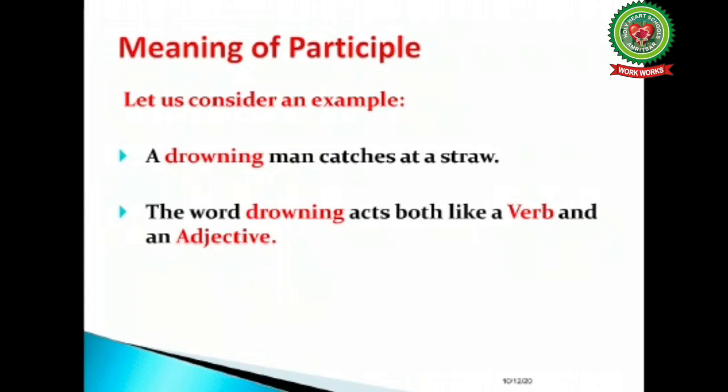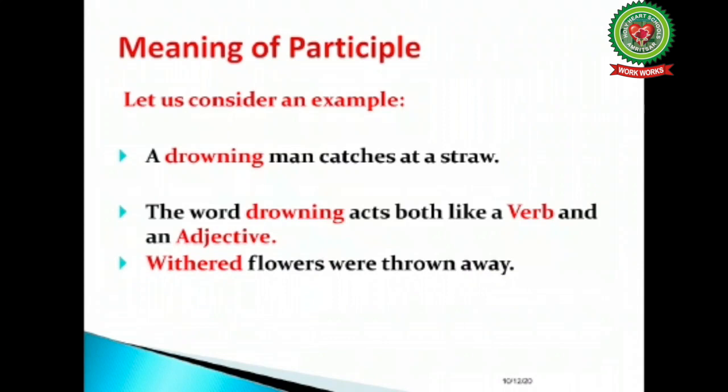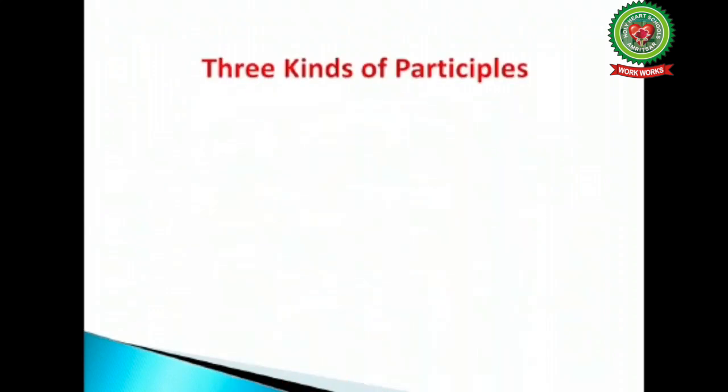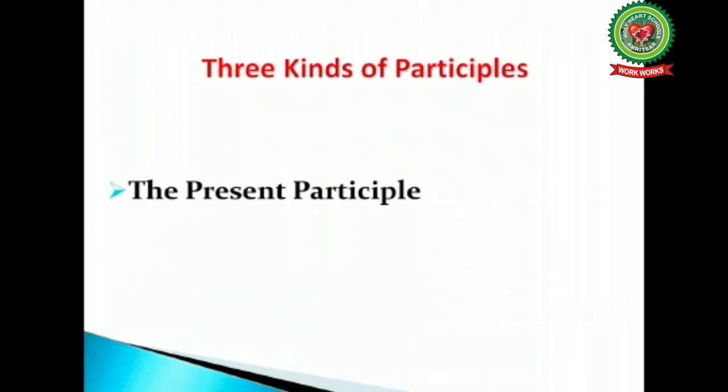Let us consider one more example. Withered flowers were thrown away. Which flowers? The withered flowers. And the word withered describes the noun flowers, and it is a past participle form of wither. Such a word is called a participle. There are three kinds of participles: the present participle, the past participle, the perfect participle.